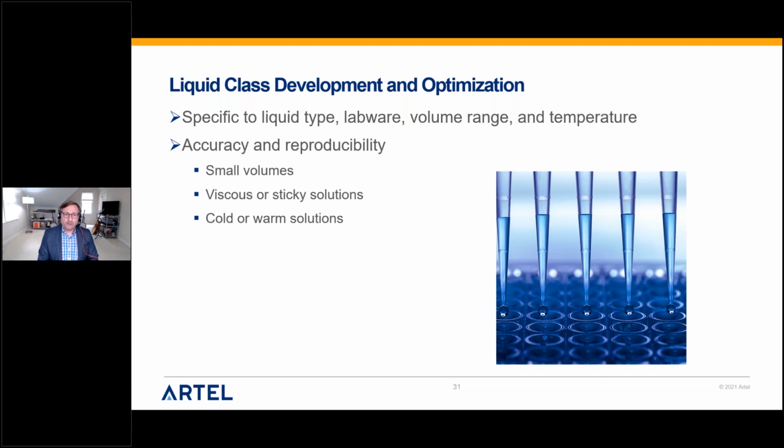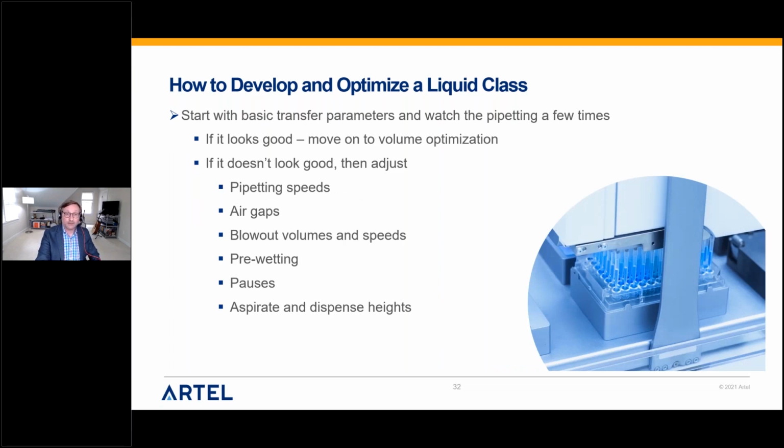And then there's this so-called liquid class development and optimization. This is really about making sure that using your solutions, you get the best out of your liquid handler. And again, this considers viscous solutions, cold or warm solutions, those types of things. And basically, how do you do that? I'm not going to tell you on every single liquid handler, but in general, you start with basic transfer parameters. These are probably what the vendor provided you with. You watch it pipetting a few times. If it looks good, move on to optimization of your volume.